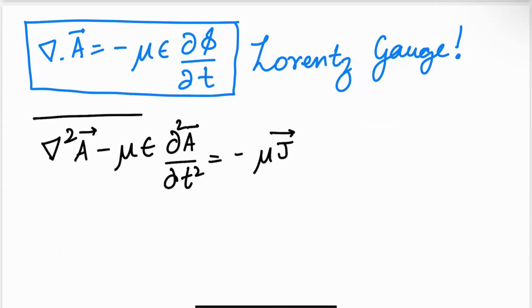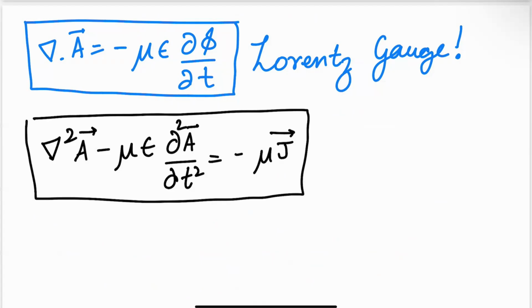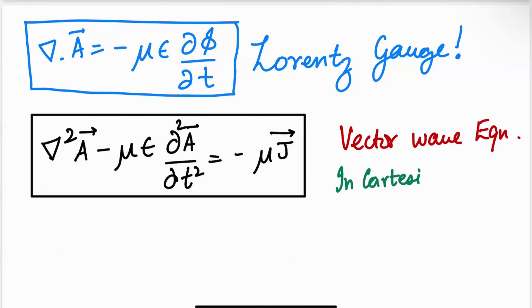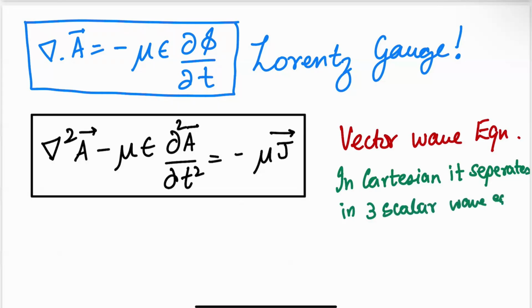I'm trying to make a box, I guess. Sorry. Okay, so this is a vector wave equation. And I should say in Cartesian coordinates, it separates into three scalar wave equations, the scalar wave equations in x, y, and z.